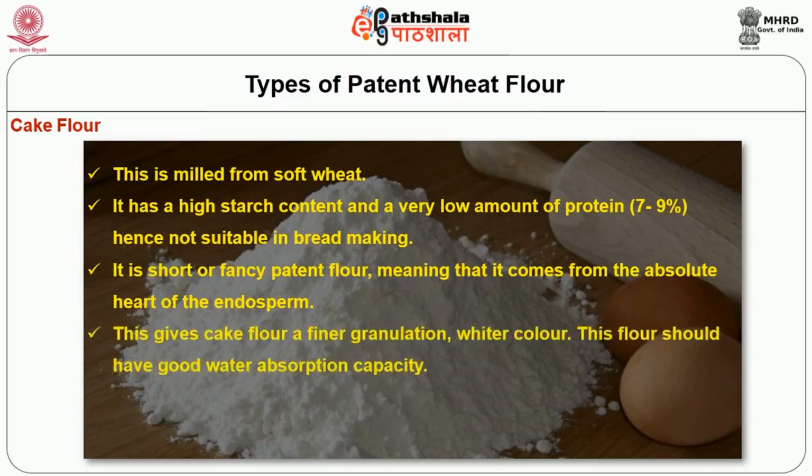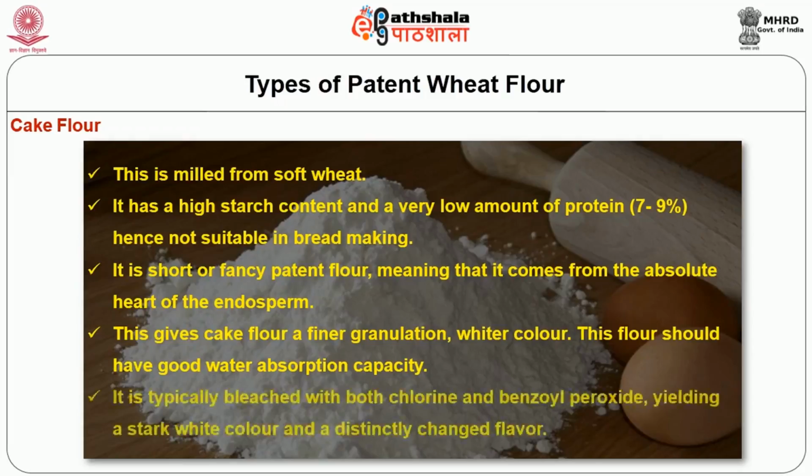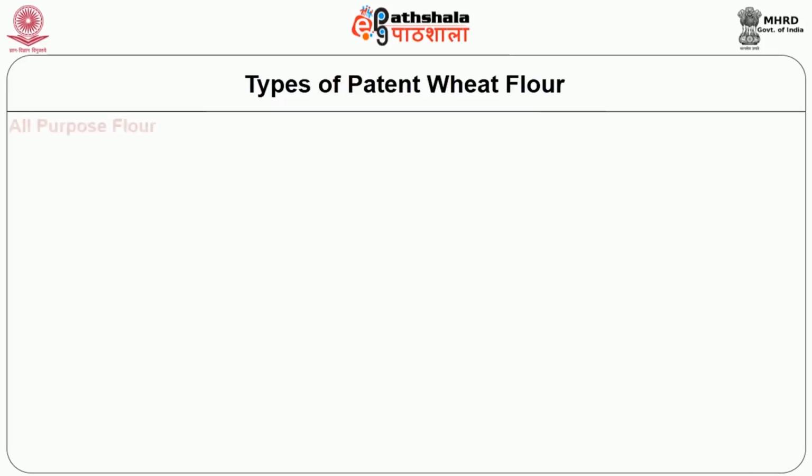This gives cake flour a finer granulation and white color. This flour should have good water absorption capacity. It is typically bleached with both chlorine and benzoyl peroxide, yielding a stark white color and a distinctly changed flavor.